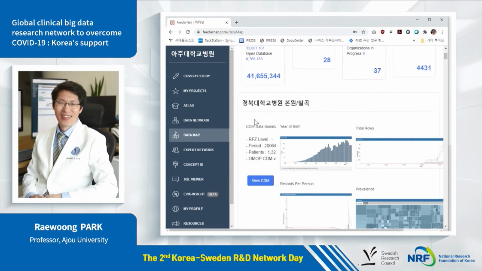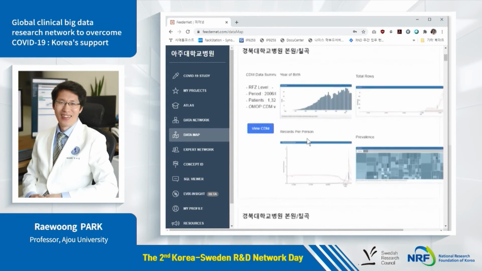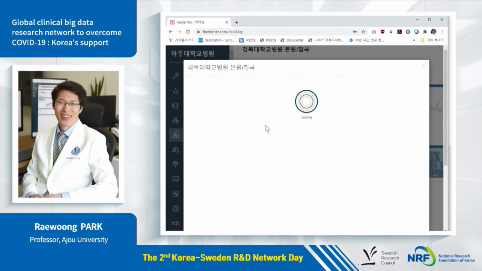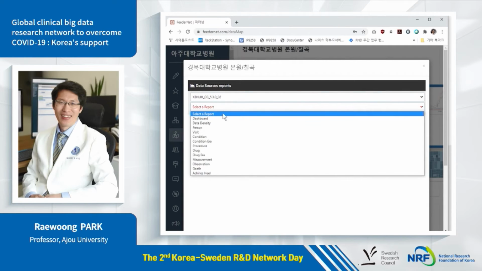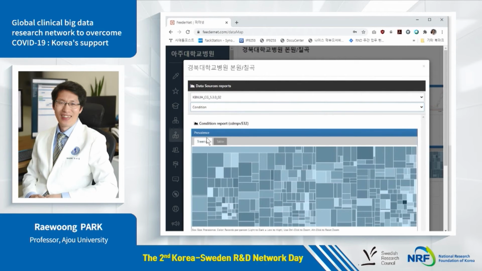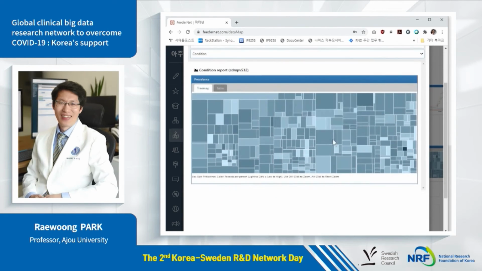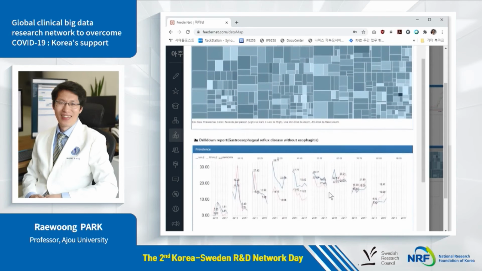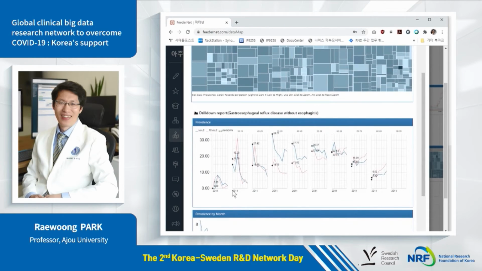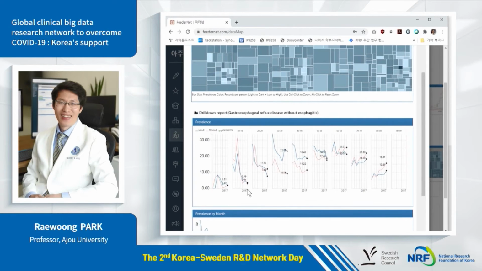For example, here's, I'm sorry, it is written in Korean, Gyeongbuk National University Hospital. We can see the basic aspects of the databases. There are some databases in the hospital. For example, for the condition, condition means the diagnosis. Okay, this is gastroesophageal reflux, from 2011 to 2017, for the age of 10 to 19, and for the 20s, for the 30s, 40s, like this, it changes.